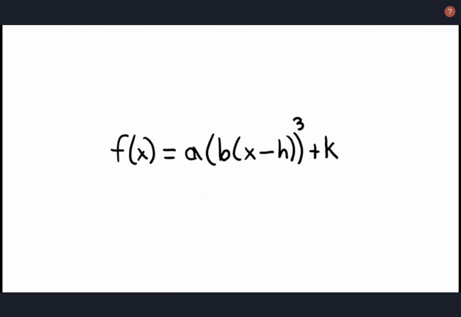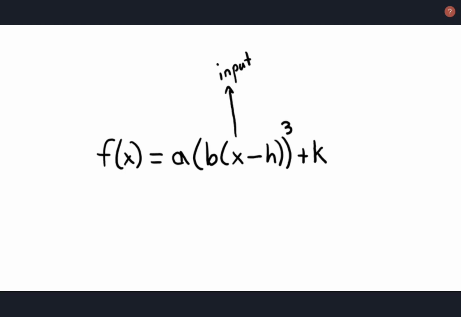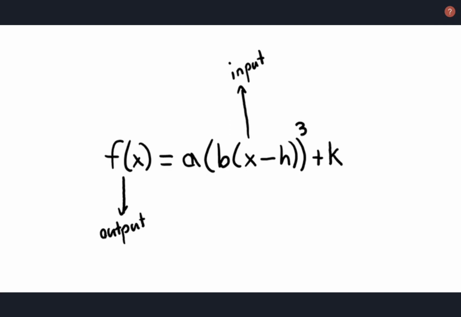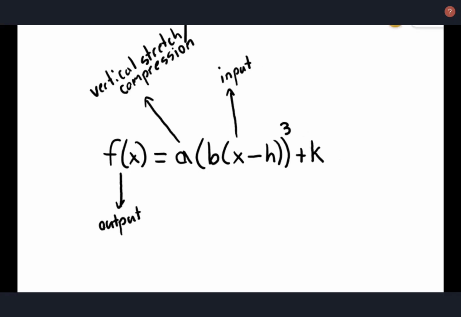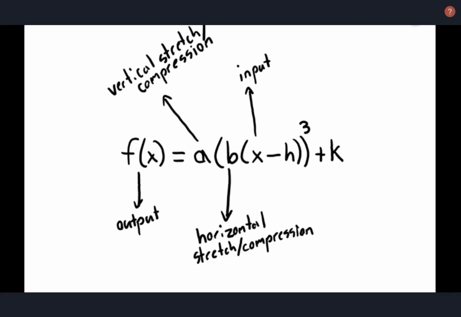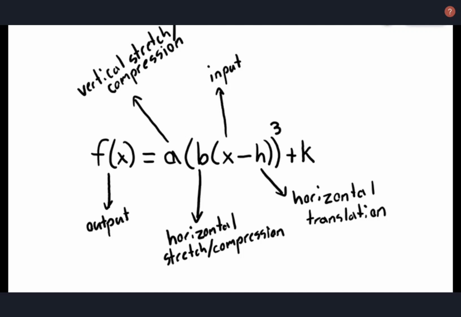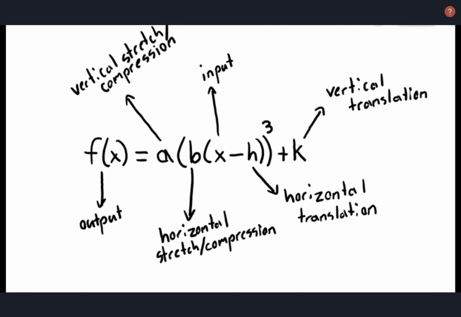These can be expressed through the formula f of x equals a(b(x minus h))^3 plus k, where x is the inputted value, f of x is the output of the function, a is the vertical stretch or compression, b is the horizontal stretch or compression, h is the horizontal translation, and k is the vertical translation.